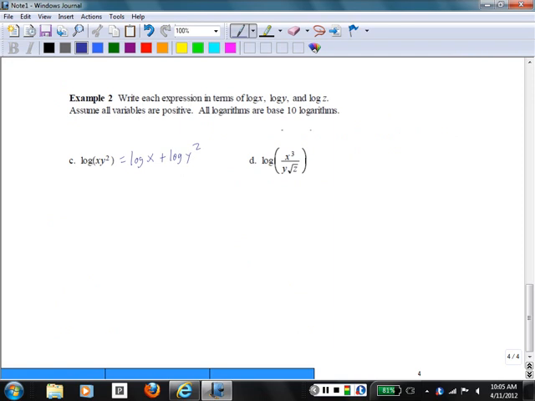Not the final answer. Log of x is done. We can't do any more with that, but we can do a little bit more with the log of y squared. Y squared is a single expression raised to a power, and when we have that, that power can come out in front. So this is going to be the log of x plus 2 times the log of y. And now it's done. That's completely expanded, and we've written it in terms of the log of x and the log of y.